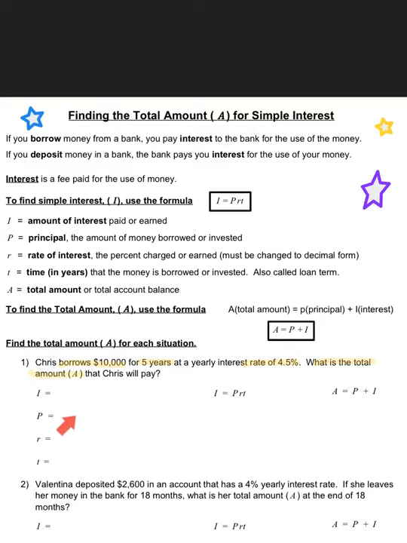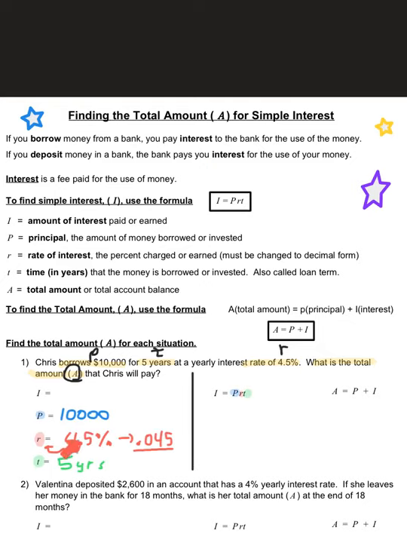Now I'm going to fill in my values for my variables. Now let's see what I have marked. Borrows $10,000, that's my P. 5 years is my T, and 4.5% is my R. If it's asking me what is the total amount A, that's going to be my missing information. Now I have everything ready to go, but the A formula says the P, the principal, plus the interest. And if you look over here, I don't have the interest yet, so that's going to be the first thing I need to do. I will go ahead and take the values and substitute them into the formula.